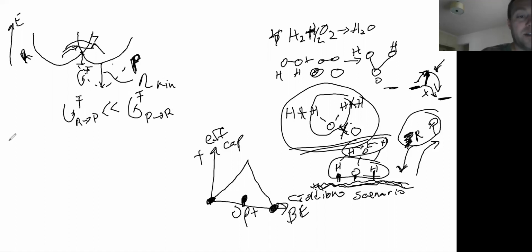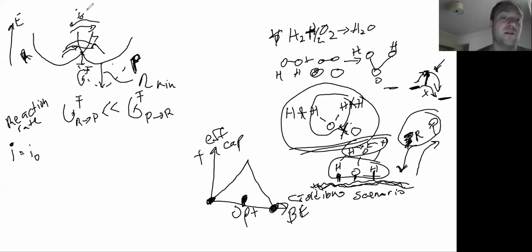If you do this big derivation about it, you basically say, okay, the current, which is related to the reaction rate, is equal to some exchange current. The exchange current is at equilibrium: you have some going right and some going left, equal amounts. And the better catalyst will have high exchange current, so it'll allow them to jump back and forth.